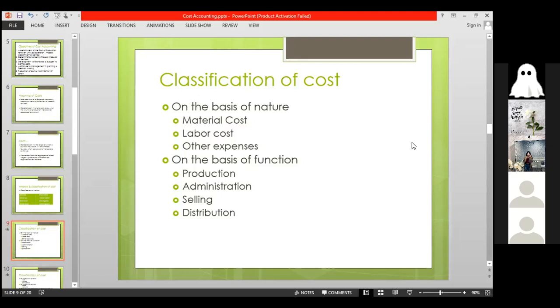Other expenses than that could be like utility expenses, and sorry, transportation expenses, or telephone expenses. Those are all different expenses. So on the basis of nature, two major expenses for any company or any business are the materials that they consume and the people that they employ. Other expenses are much smaller than that.